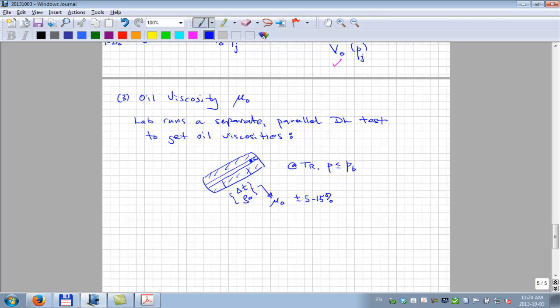They'll lower the pressure, get rid of the gas. They'll redo the experiment and so forth. So this gives you viscosities at a set of pressures less than the bubble point. Now these pressures may not be the same pressures as the volumetric DLE experiment. Okay, so these may not be equal to the pressures in the actual DLE test.